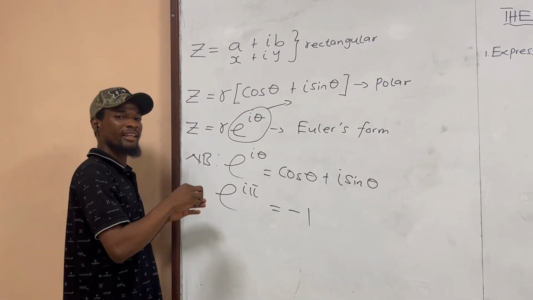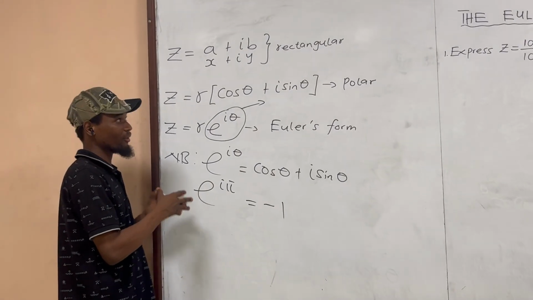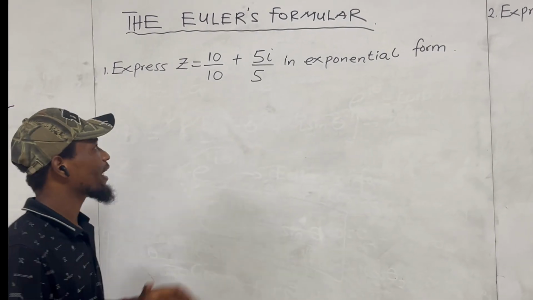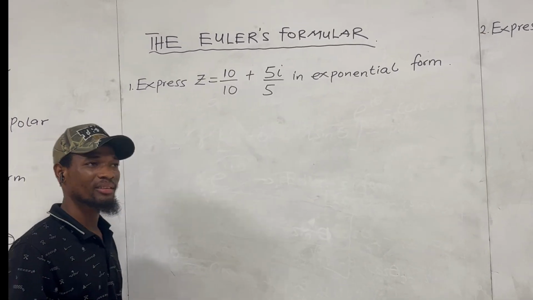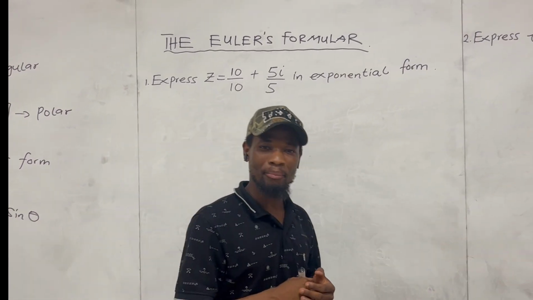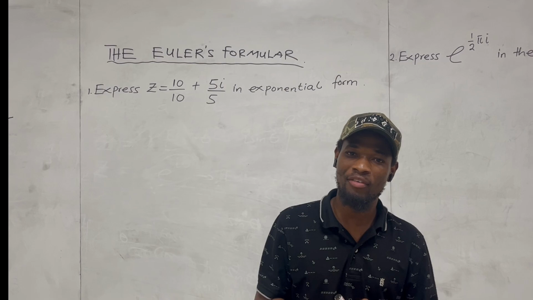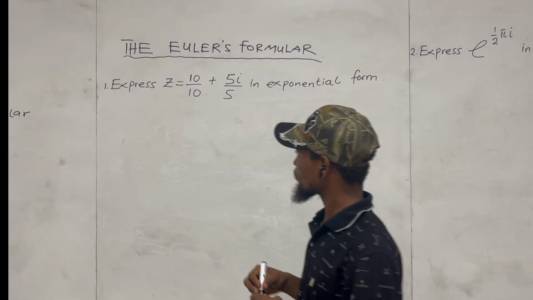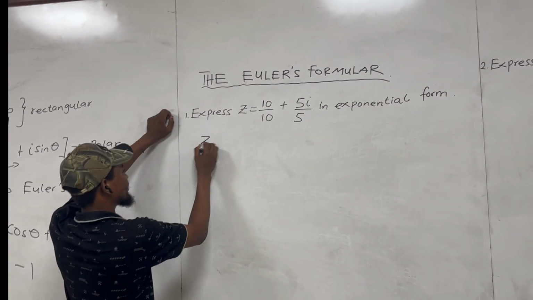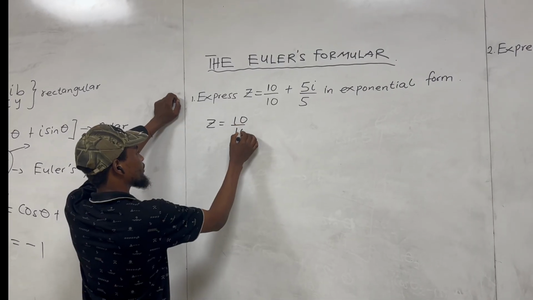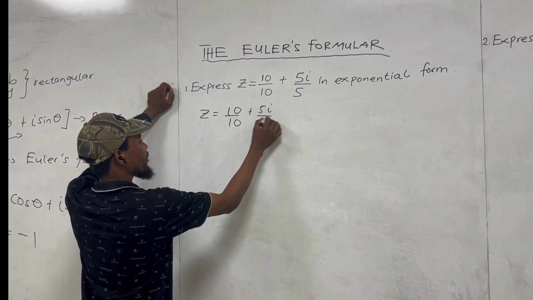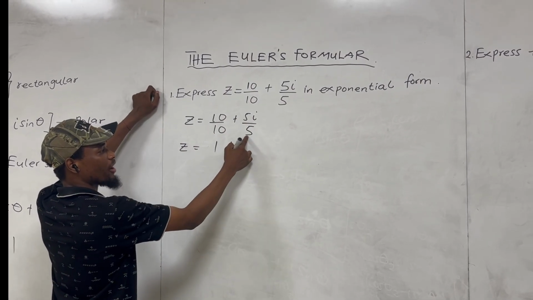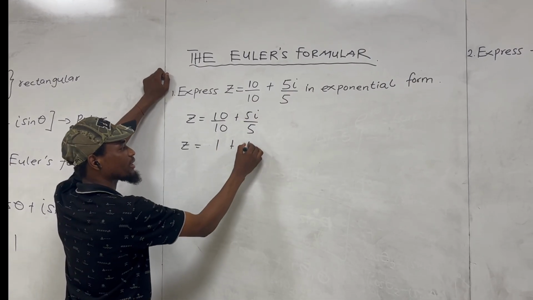So let us appreciate questions regarding Euler's form. Okay, viewers, let's solve this. Express complex number z equals 10 over 10 plus 5i over 5 in the exponential form. So we have z equals 10 over 10 plus 5i over 5. This is the same as 10 cancels 10, 1, then plus 5 cancels 5, 1, then we have i.